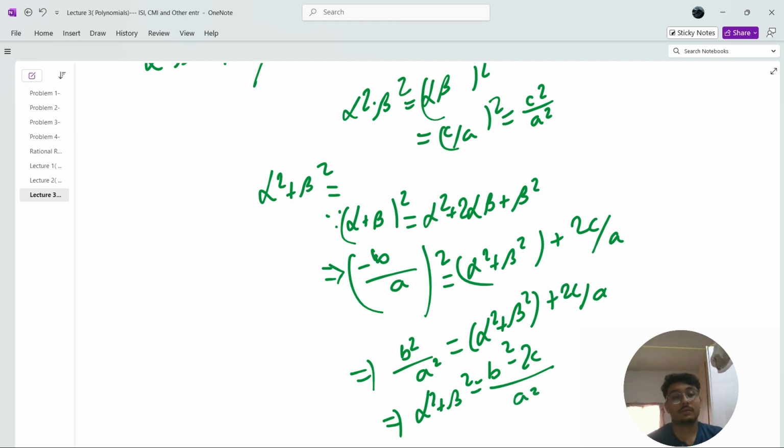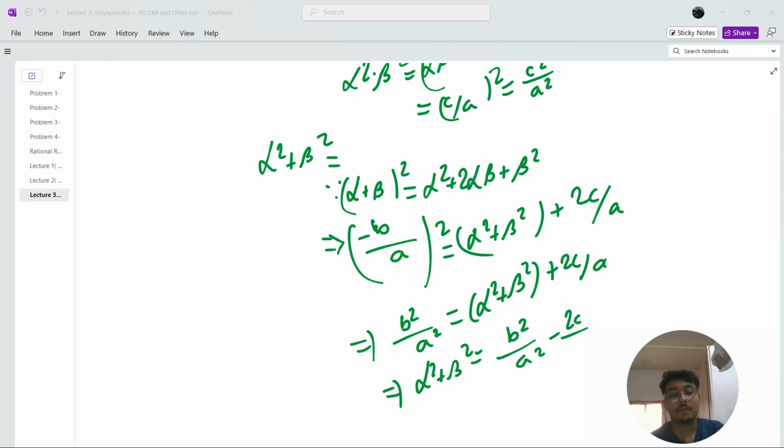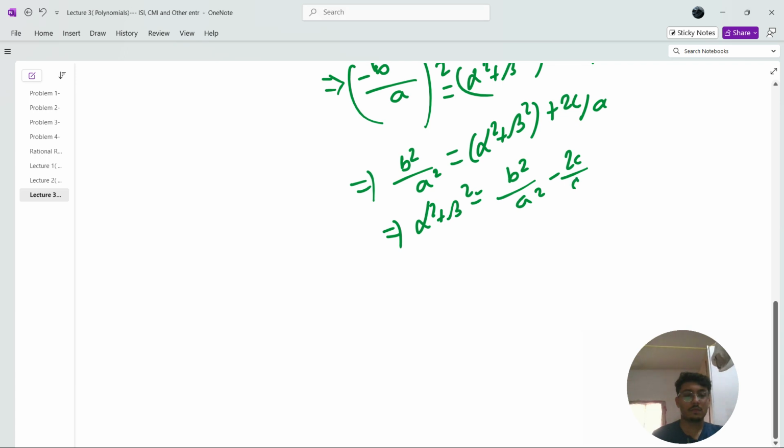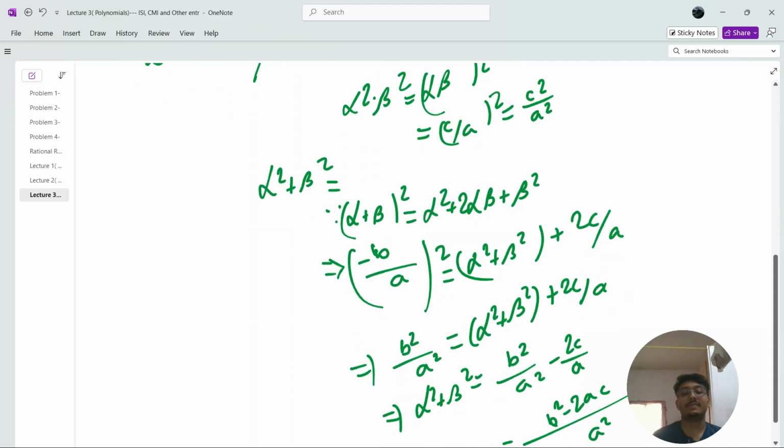So alpha square plus beta square is b square by a square minus 2c by a. Just a second, it's 2ac. Sorry, I won't be writing it directly. That gives me a square as the LCM: b square minus 2ac. So ultimately alpha square plus beta square is b square minus 2ac by a square, and alpha square beta square is c square by a square.